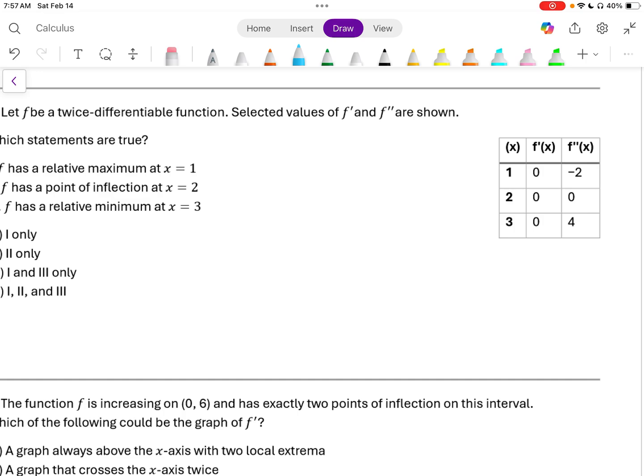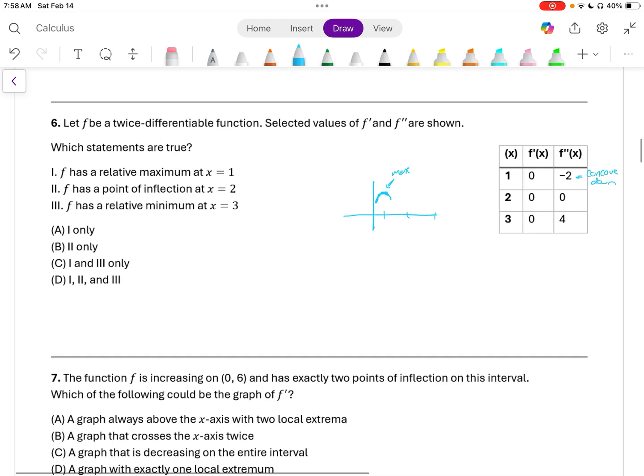Now at 1, so we could, if we want to, say here's 1, 2, and 3, critical numbers. And so we know it's concave down because this is negative. So since the second derivative is negative, it's concave down there. And so that has to be a maximum. So f has a relative maximum at 1. Okay, so that has to be true.